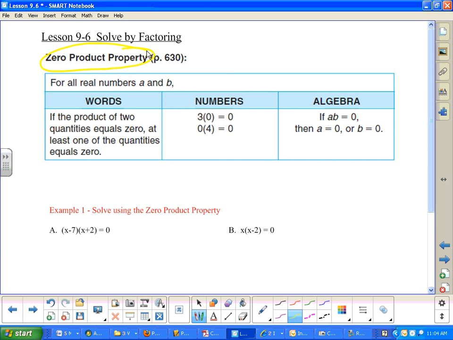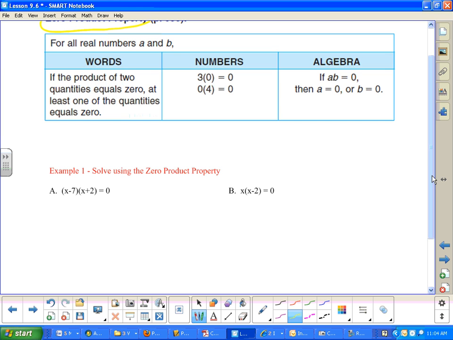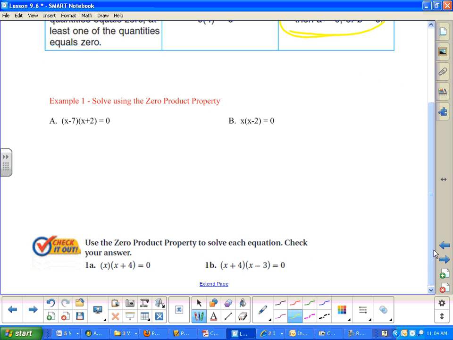5 times 3 is not 0, is it? One of them has to be 0. So we're going to use what's called the zero product property then. And so if we look at it algebraically here, it says if AB equals 0, then either A equals 0 or B equals 0. In other words, we're going to take the factors and set them equal to 0 and solve. So we have two examples here that we're going to look at.